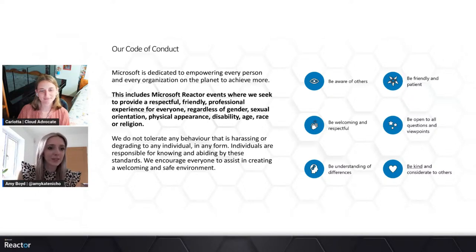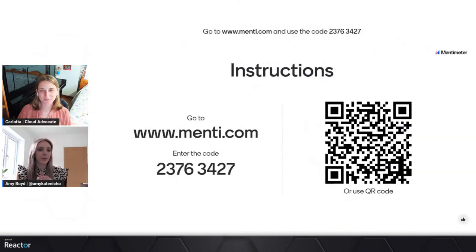Okay, let's jump into the quiz now. So we wanted to do a bit of a quiz to get started. First things first, as I said, grab another device, open another browser window, and head to menti.com or scan this QR code just here. Enter that code for us. I'm going to give you a little bit of time to do that.